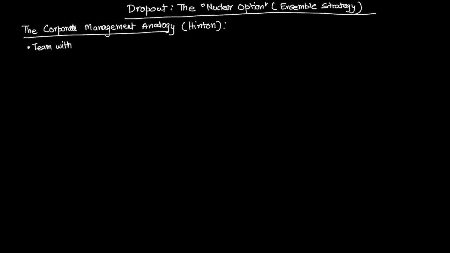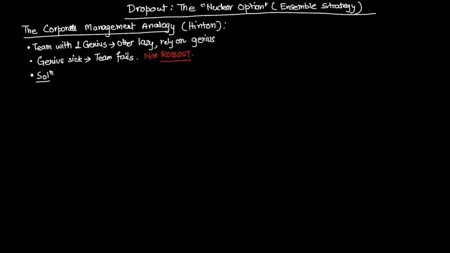If you have a team of workers and one person is a genius, everyone else gets lazy. They just wait for the genius to solve the problem. If the genius gets sick, the team fails. The team is not robust. To fix this, management randomly fires 50% of their staff every single day. Don't do this in real life, please.